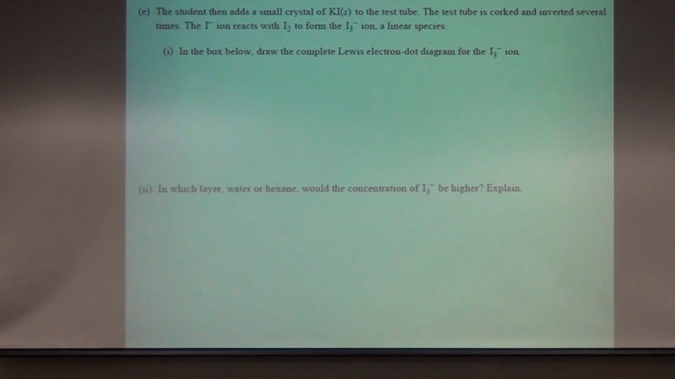Oh my gosh. Student then adds small crystals of KI to the test tube. The test tube is corked and inverted. We'll just finish this one up, I guess. I thought we'd be able to get through more of these.